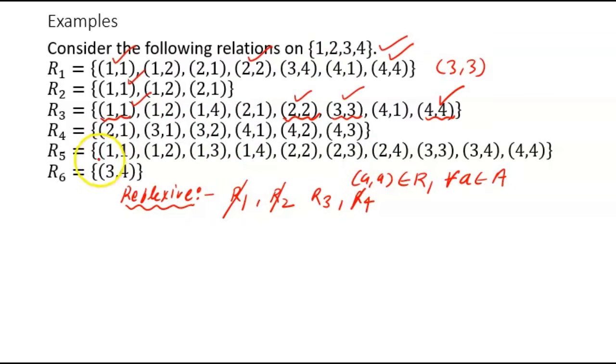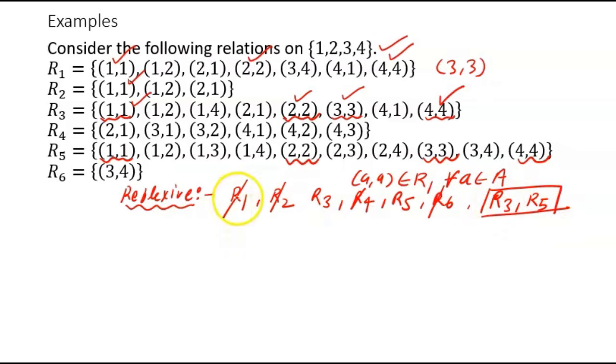What about R5? (1,1) present, (2,2) present, (3,3) present, (4,4) present. So R5 is also reflexive, and clearly R6 is not reflexive because none of the types (1,1), (2,2), (3,3) or (4,4) are present there. So in this case only two relations, that is R3 and R5, are reflexive relations. I hope you have understood. If you have not, please take a pause and look at the definition again.